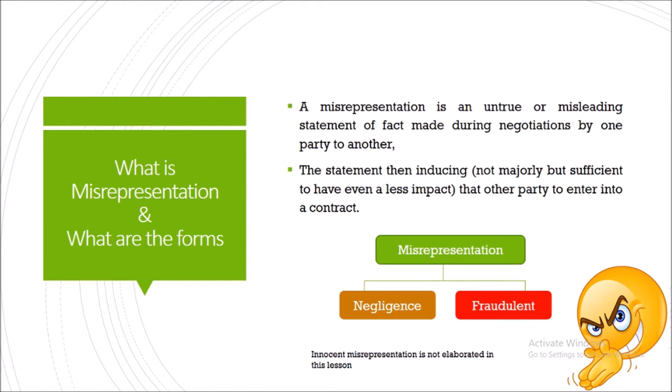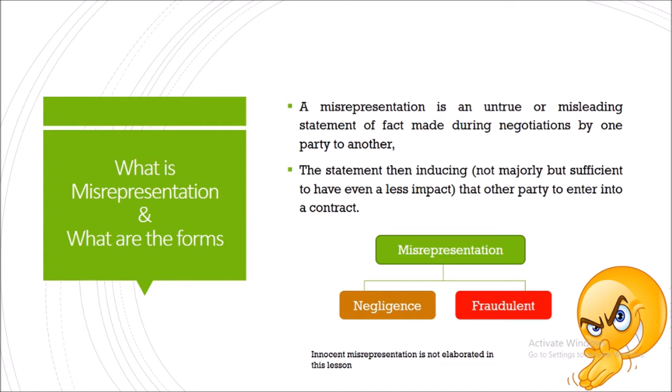Then the second point is the statement inducing, not majorly but sufficiently, even with a lesser impact, the other party to enter into the contract. Now, misrepresentation is not a mere presentation of facts, but if it's really influencing the other party to make their decision or come into the contract, that is a valid misrepresentation, right? So there are basically 3 types of misrepresentations that can happen.